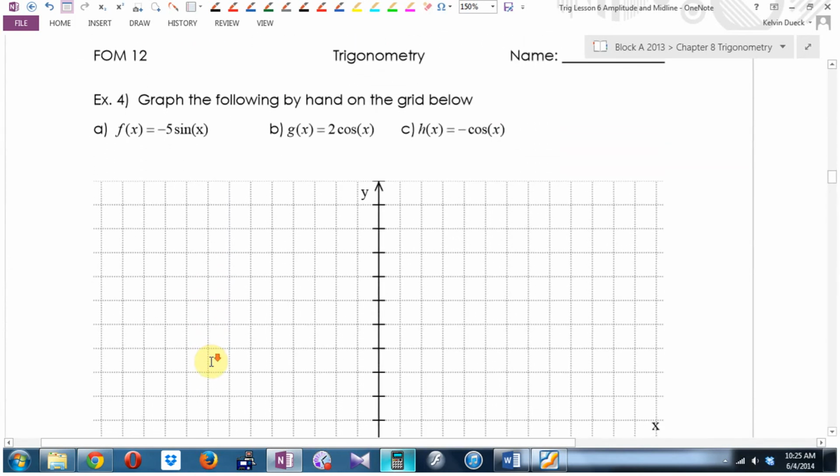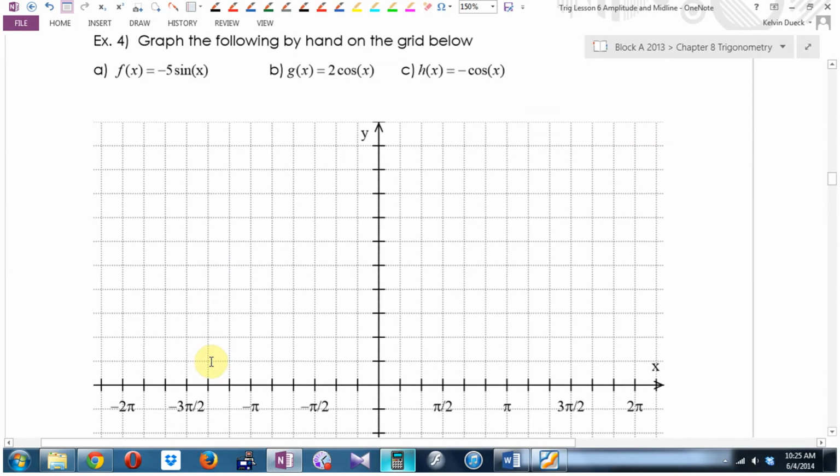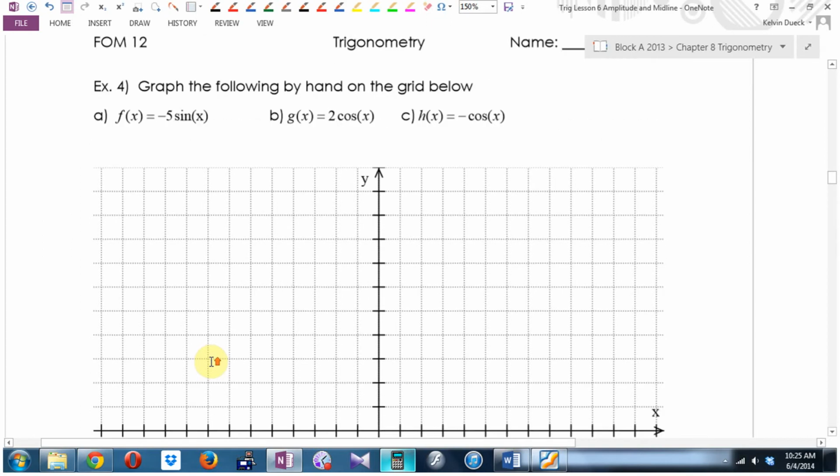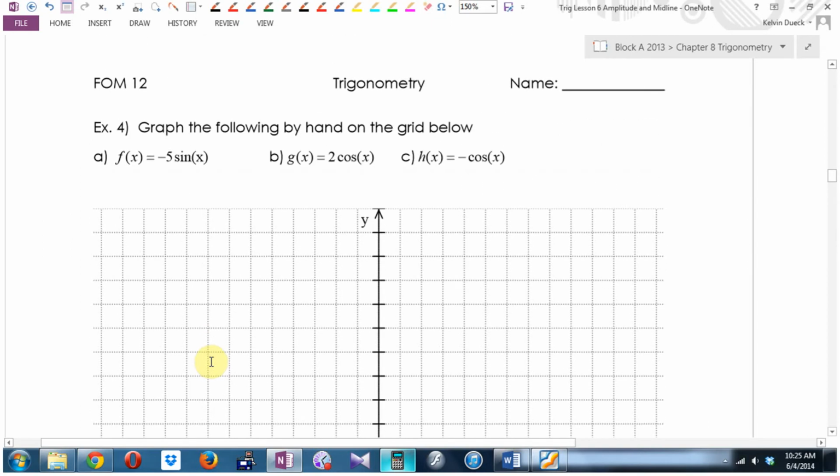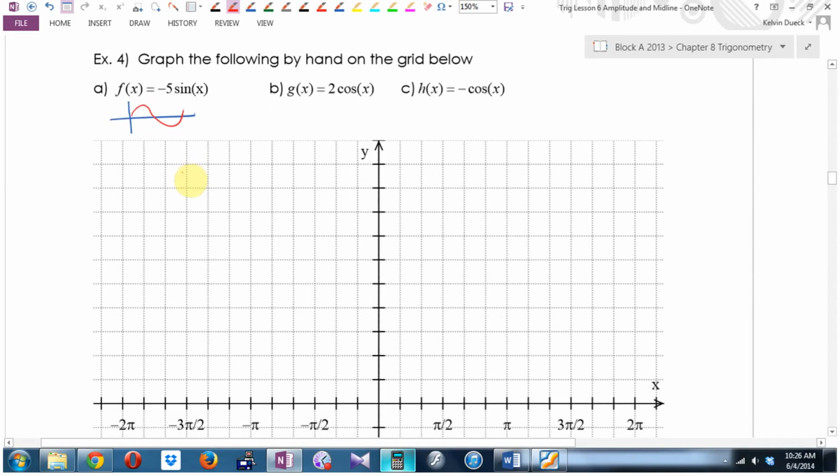Example 4 says, graph the following by hand on the grid below. The first one is sine. Remember, sine normally looks like this. Normally it starts in the middle and goes up. First of all, positive or negative in this question here? So I'm going to start in the middle, but I'm going to head down. What's my amplitude? What's not negative? What's my amplitude?